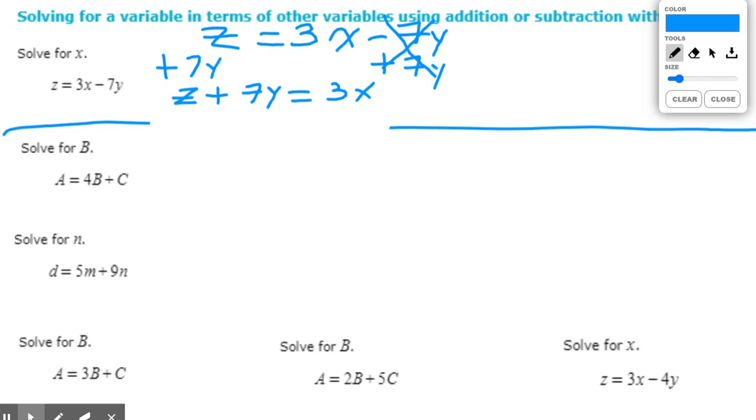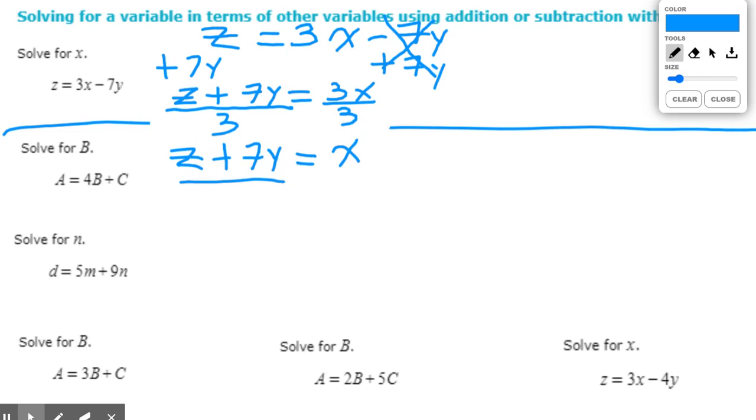We want to get 1 group of x instead of 3 groups of x, so we divide both sides by 3. And I have to divide the entire opposite side by 3 as well. Now my 3x divided by 3 is going to give me 1x, right? Because 3 divided by 3 is 1. So now I have 1x. And on this side, I cannot simplify any further. So my final answer is going to be z plus 7y divided by 3. Final answer.